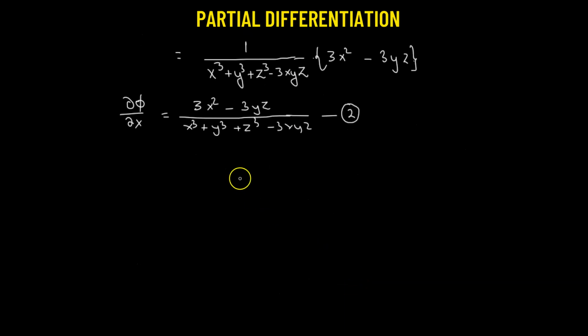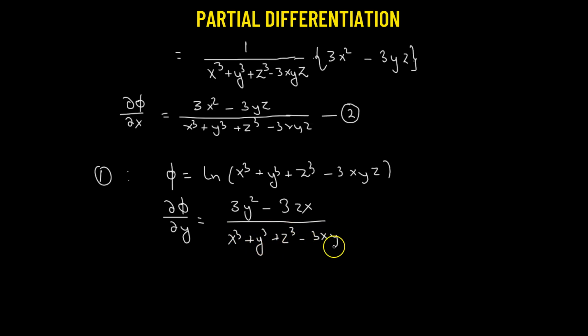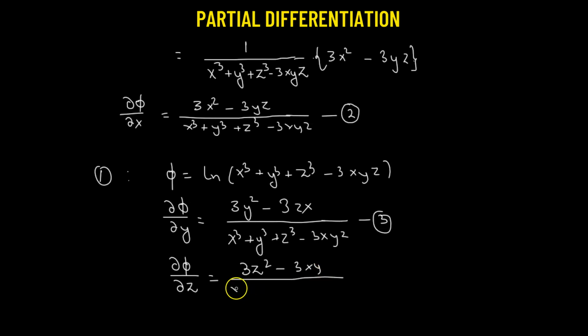Now in a similar fashion, if we start again with equation number 1, that means phi equals log of x cubed plus y cubed plus z cubed minus 3xyz, and we take its partial derivative with respect to y, then following the same steps we should get 3y squared minus 3zx, divided by x cubed plus y cubed plus z cubed minus 3xyz. This will be equation number 3. And we can again take equation number 1 and take its partial derivative with respect to z, which will give us 3z squared minus 3xy, divided by x cubed plus y cubed plus z cubed minus 3xyz. Let this be equation number 4.